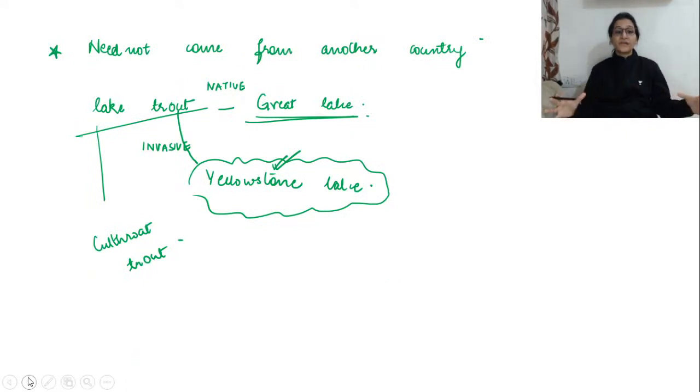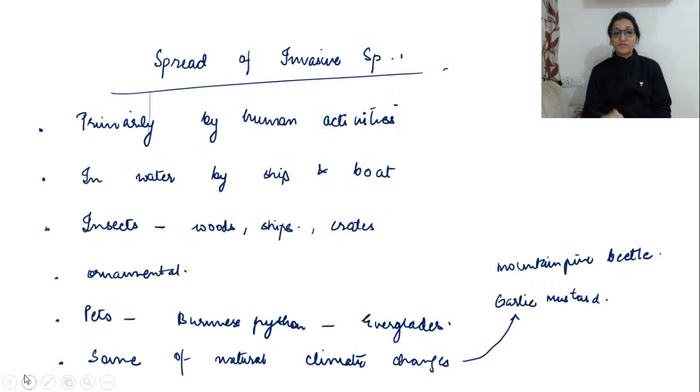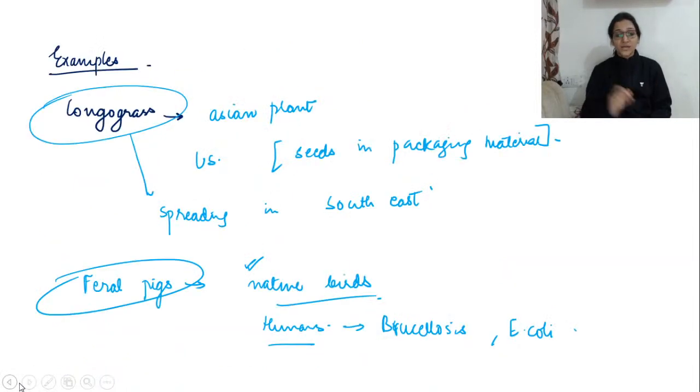And it can grow very, very fast and very quickly, and it displaces the local species from their area. Then we have seen the examples of invasive species and how they are spread through human activities, through waterborne bodies, that is through ships, through boats, through insects which hide in the woods. Then they may be transported as ornamental plants, or they are used as pets, but then further they just explode in number, and some of the natural climatic changes actually make them acquire some other area.